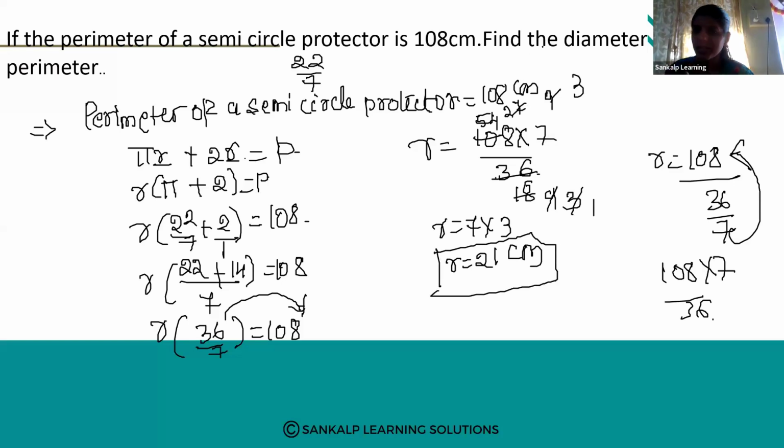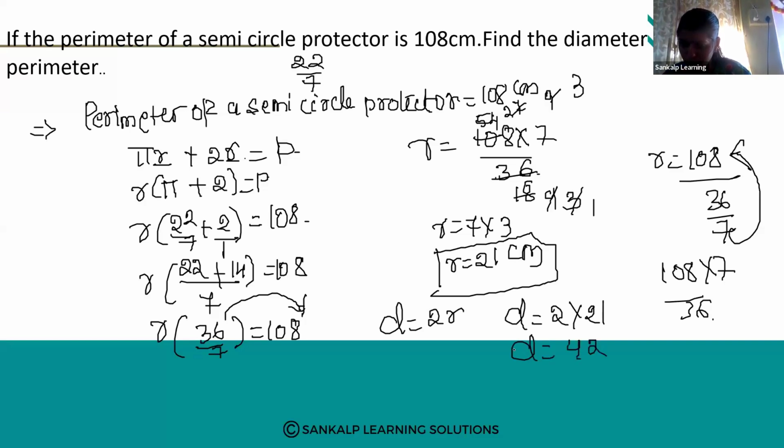But what they asked in the question is, find the diameter of the perimeter. So diameter means what? D is equal to 2r. We know diameter is 2 times the radius. So D is equal to 2r. So r value is 21. Therefore D is equal to 2 into 21. D is equal to 42. So this is 42 centimeter. This is the diameter of the semicircle protector.